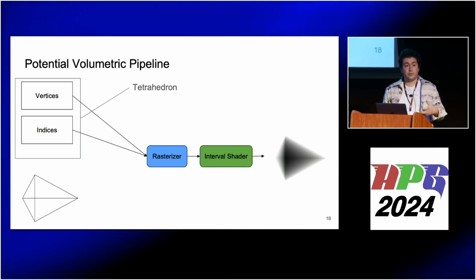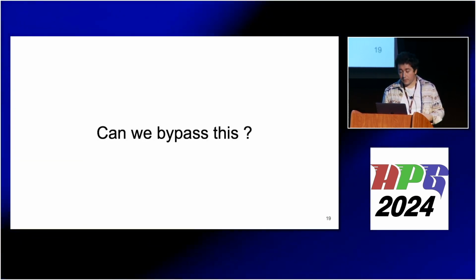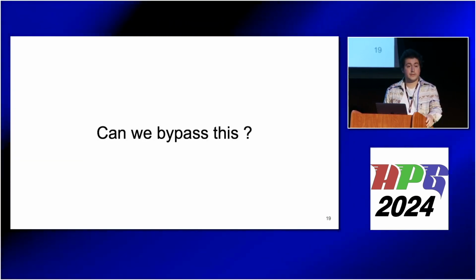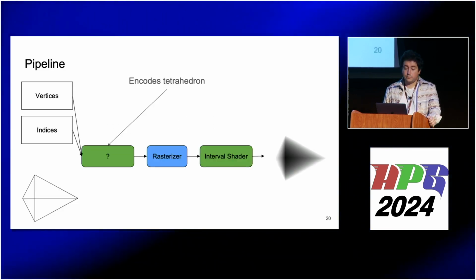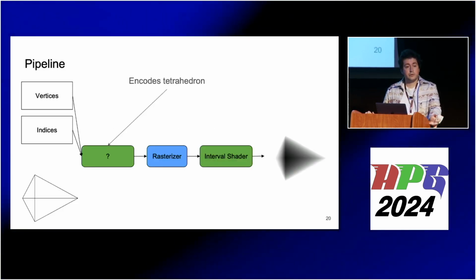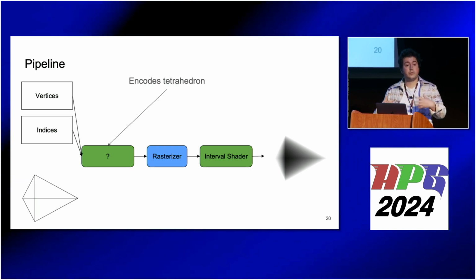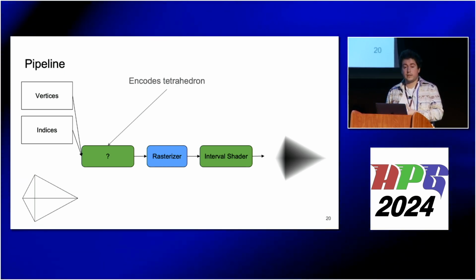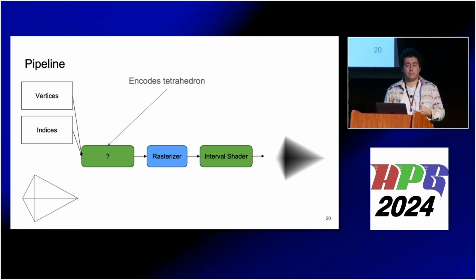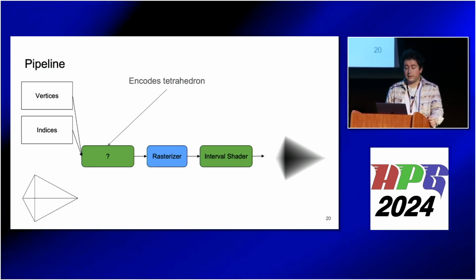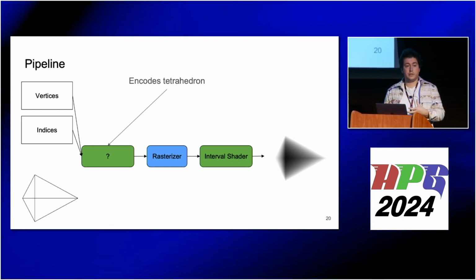But as I said, we don't have access to tetrahedra. So the question is, can we bypass this? My hypothesis when doing this work was that maybe you can use an early stage to encode the tetrahedron such that the rasterizer is coerced into computing this projection that we want, and then getting our result in a fragment shader.